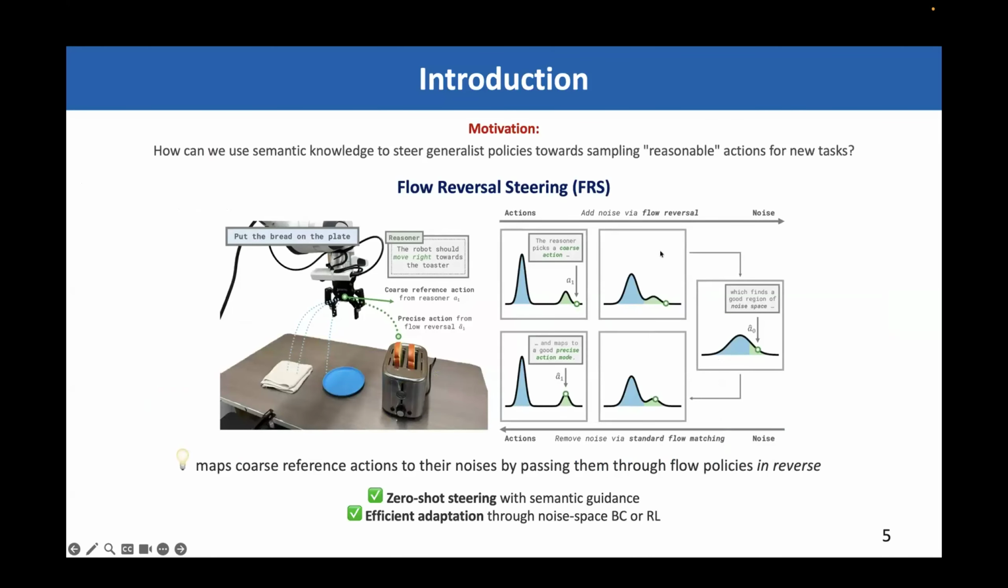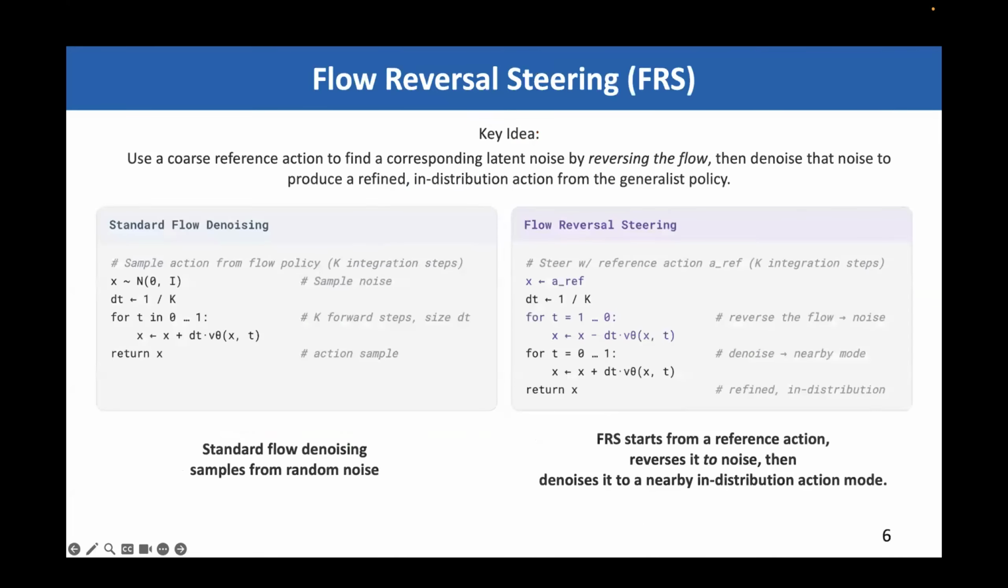So the motivation behind this paper is how can we instead use semantic knowledge to be able to steer generalist policies so that they're able to sample reasonable actions for new tasks. And this is something they call flow reversal steering, or FRS. The key idea here is we try to map coarse reference actions to their original noise by passing them through flow policies in reverse. And I'll explain a bit more about this, but what this allows is zero-shot steering with only semantic guidance, and also allows you to efficiently adapt through noise-based BC and also RL.